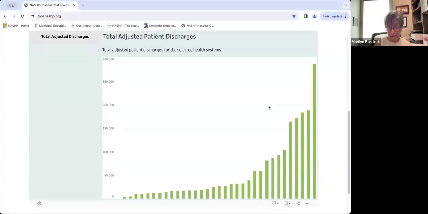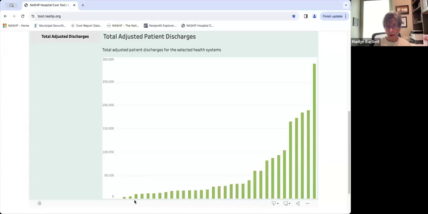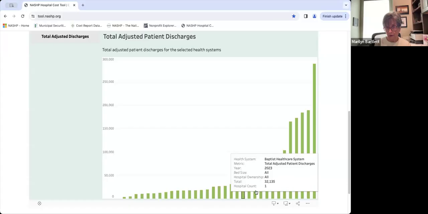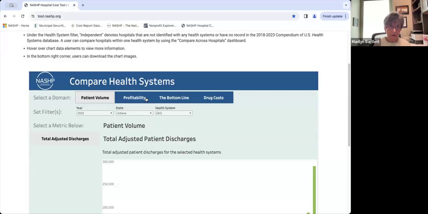If there are more than 20 systems, we are not able to show that particular system name attached to the bottom of the graph. So you won't see that, but you'll have to hover over, and you can see that definitely the largest in adjusted patient discharges is Indiana University Health. And you can get some of these smaller ones, and you're going to have to hover over that to see which it is. We then look at profitability.